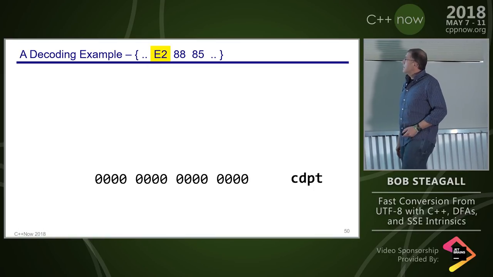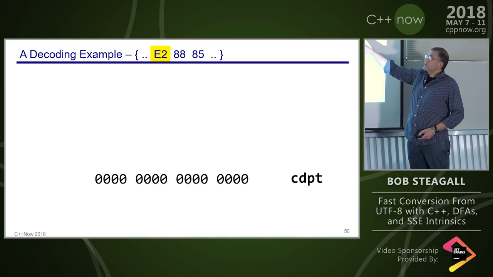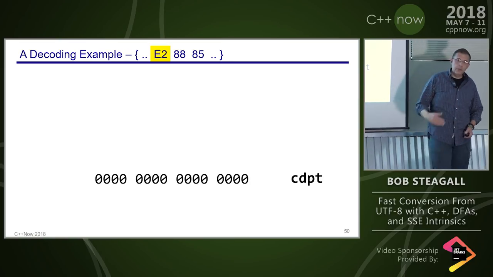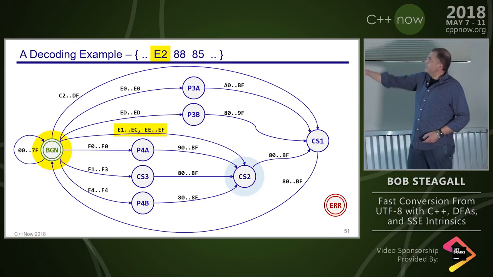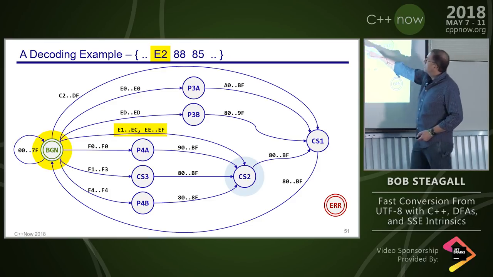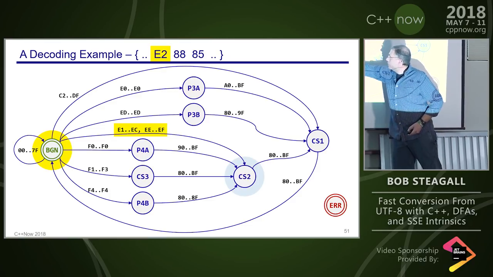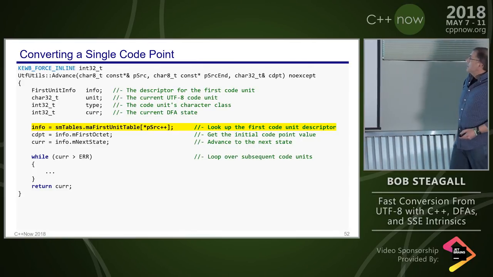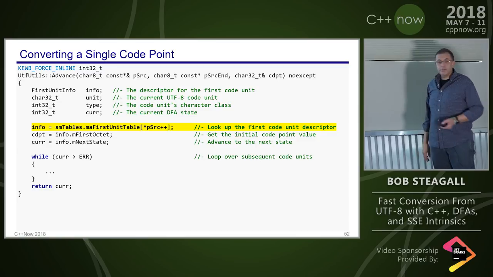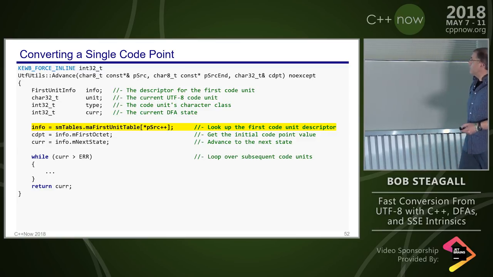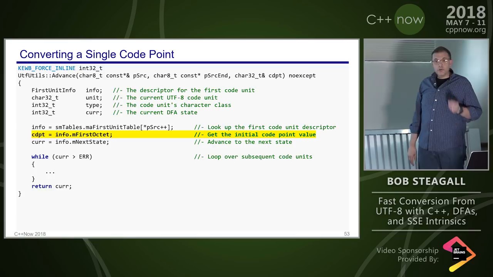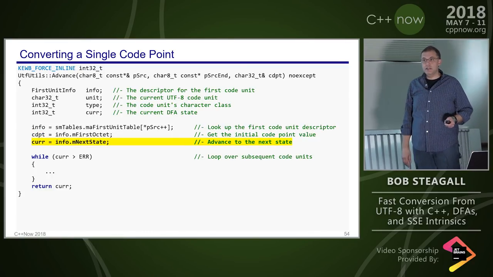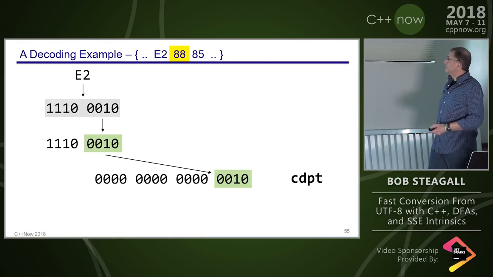So let's look in the context of a problem. Let's go back to our sequence of E2, 8.8, and 8.5. So we start with our code point has a value of 0. We're in the begin state of our DFA. Our look ahead character is E2. And it looks like we're going to follow this transition to continuation state 2. So we're going to look up the information from the first code point. We're going to get the first bits for the code point, the first value for the code point, and we're going to figure out what the next state is going to be, all because of this lookup.